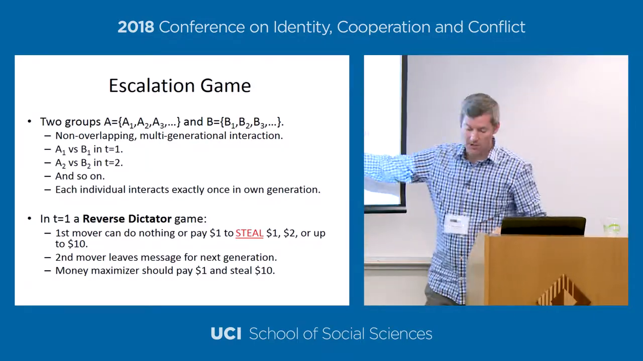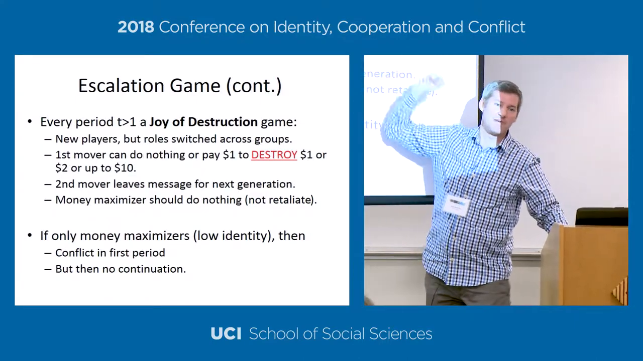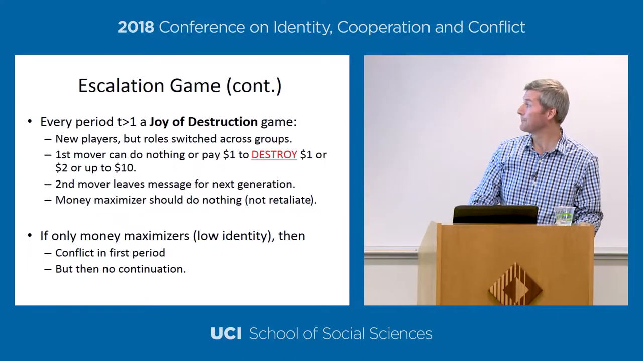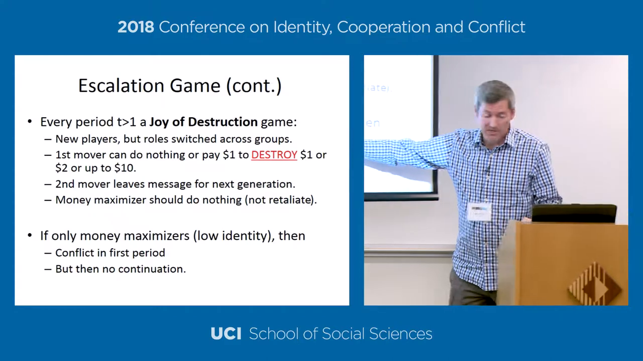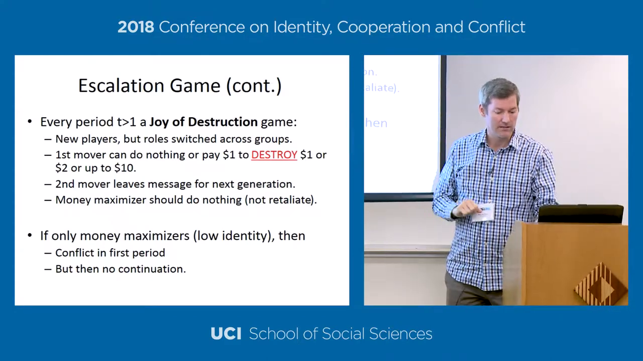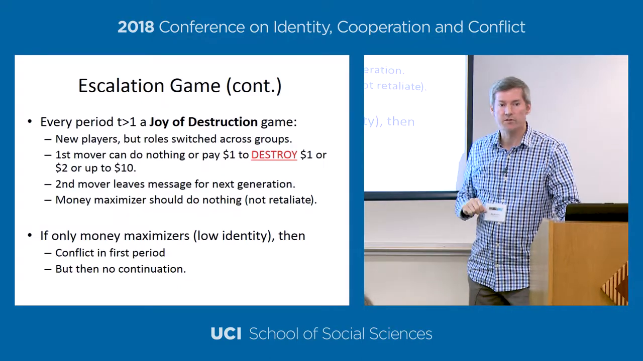The first period is called the reverse dictator game. The second period and on has another fancy name, called the joy of destruction game. You may have heard that name before. Okay, so if they don't care about identity or anything other than the money, then we should just see conflict in the first period, nothing thereafter.